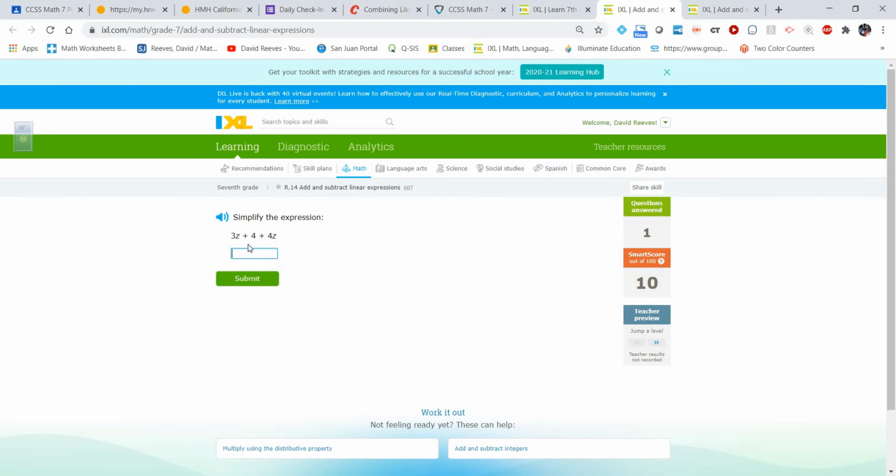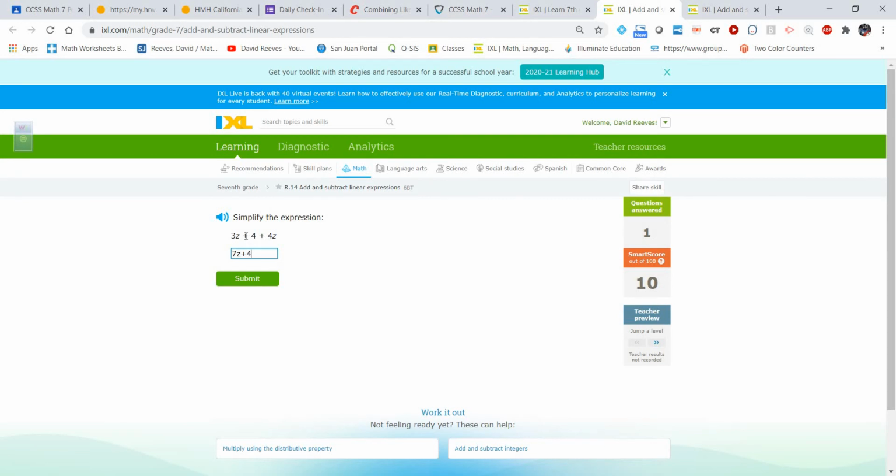Look at that. Okay, now here you'll see I have not 2 terms but 3 terms. 3z plus 4 plus 4z. Now the 3z and the 4z are like terms because they have the same thing after the coefficient. They both have a z, right? 4 does not have a z on it. So I can put the 3z's together with the 4z's. 3 plus 4 is 7, and then I'm going to add 4.